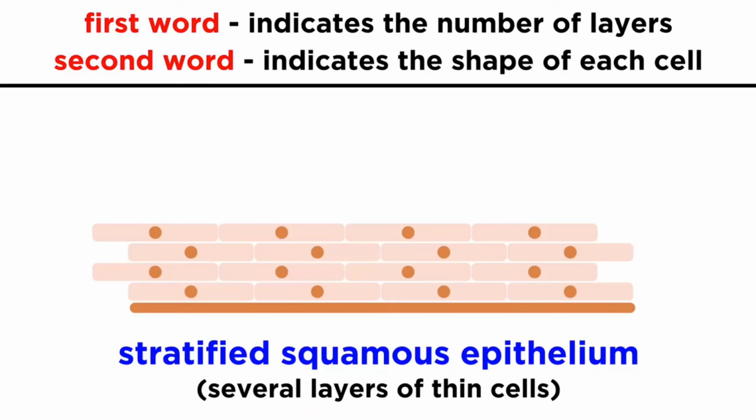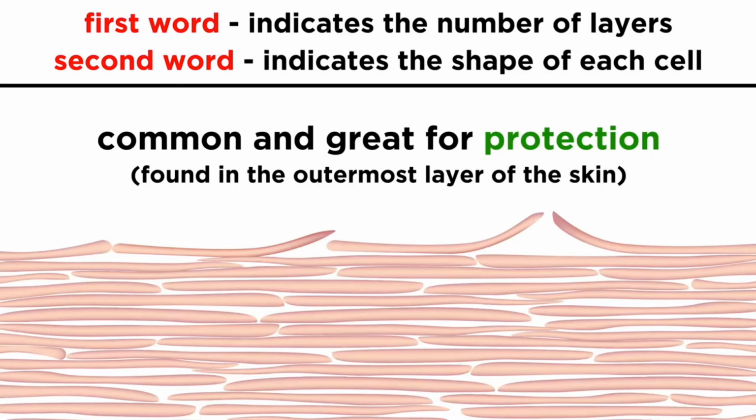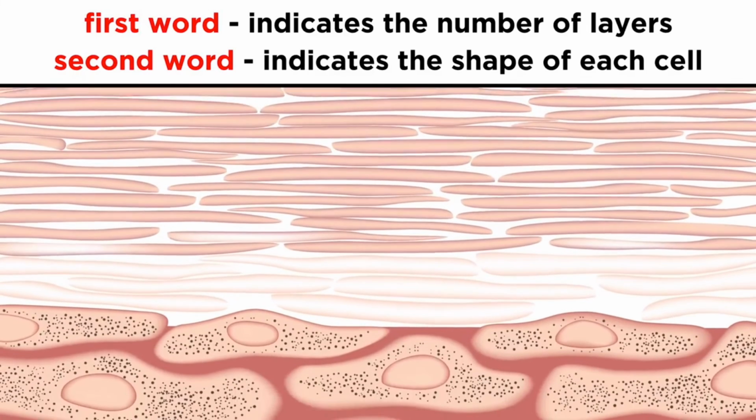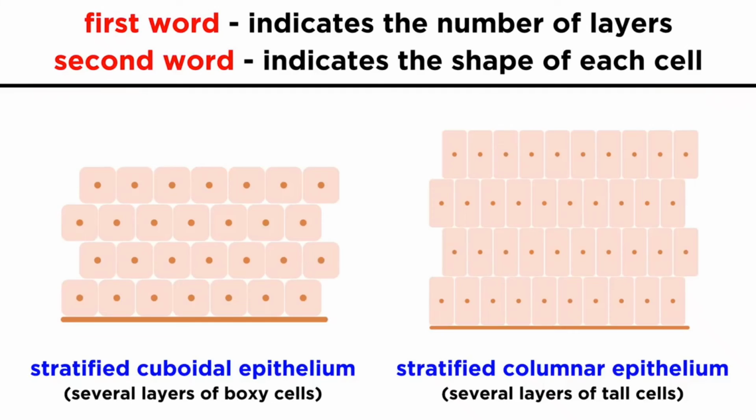Now let's move on to stratified squamous epithelium, which is several layers of thin cells. This is extremely common and perfect for protection, which is why the outermost part of our skin has this composition. The cells at the surface are squamous, able to quickly regenerate if rubbed away, but as we go deeper, the cells actually become cuboidal or even columnar. Much more rare are stratified cuboidal and stratified columnar epithelia, where all the layers have cells of these other shapes, but they are found in a few locations, like certain types of glands.